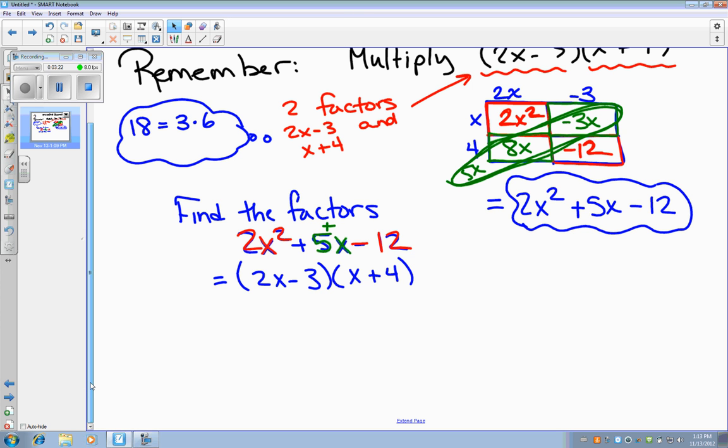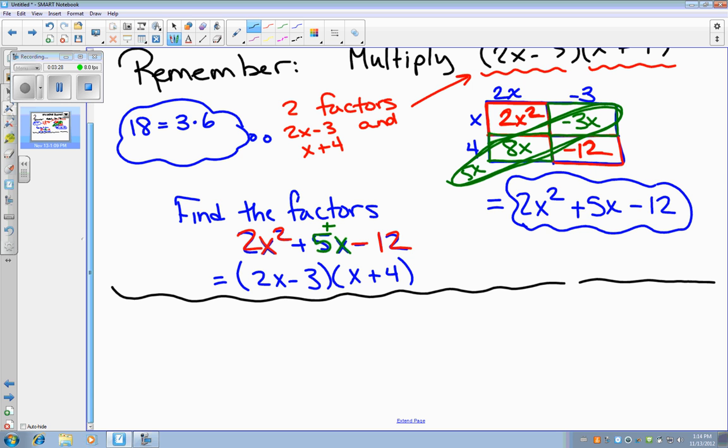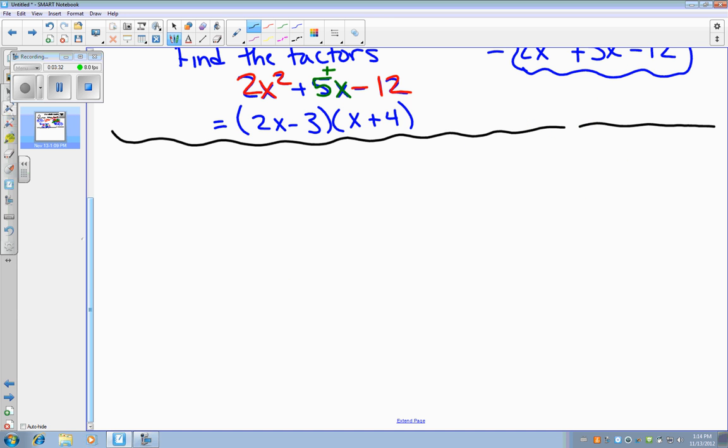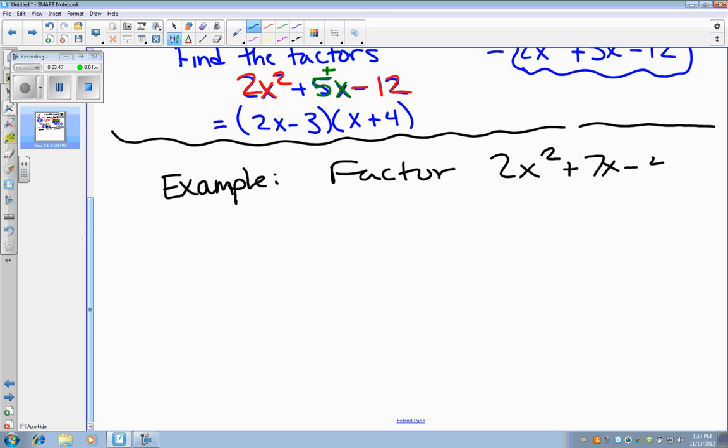So now we have to talk about how we're going to go about getting the answer. So let's start a new problem and see if we can figure out how to go about getting that answer. And there's lots of ways to do this. So let's try to factor this problem: 2x squared plus 7x minus 4. We're going to try to factor that.